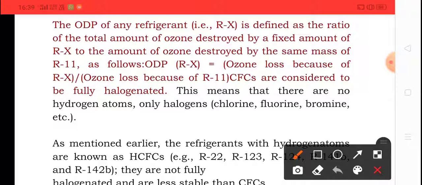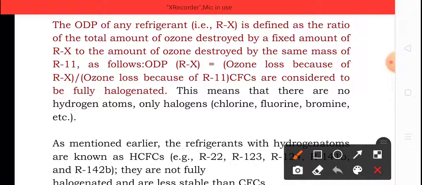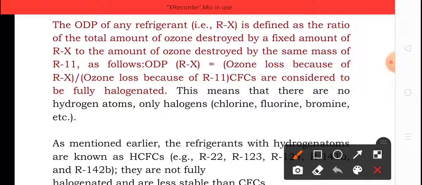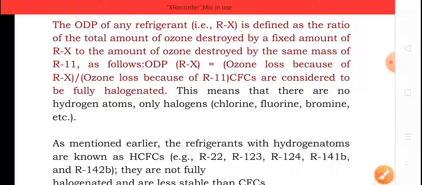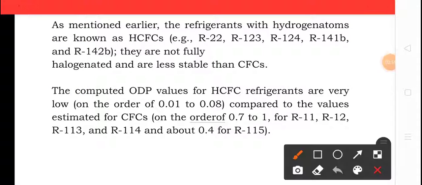Here it is shown that chlorine, fluorine, bromine are dangerous. The refrigerants which contain chlorine, fluorine, bromine are dangerous for the ozone layer. So we have to prefer hydrogen based refrigerants which are safer. We have seen that hydrogen based refrigerants are safer. So here we will see which are they.